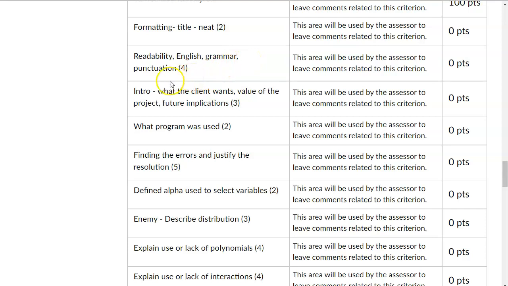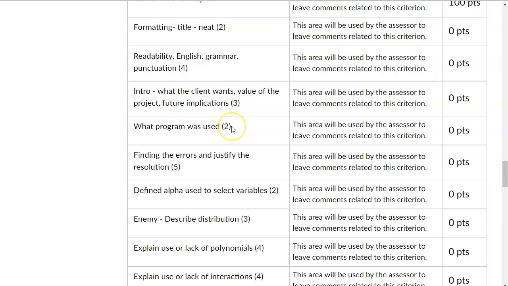Intro, what the client wants, what's the value of the project. This is more than just trying to predict a variable or trying to predict enemy deaths. This is about the safety of the free world as we go to war with a country that wants to enslave and pretty much destroy everything. And this is a pretty common one for people to lose points on. Make it sound like your project or report is going to have benefit and going to be important and it's going to change the future.